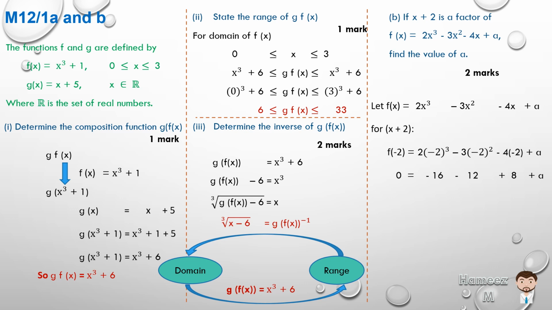And if we notice on this line, we're only missing one unknown, so we can solve. So 0 is equal to minus 16 minus 12 is minus 28, plus 8 is minus 20, plus a. So a is equal to 20. And we found the value of a in order that x plus 2 is a factor of that function. So the only time x plus 2 is a factor of f of x is when a is equal to 20.